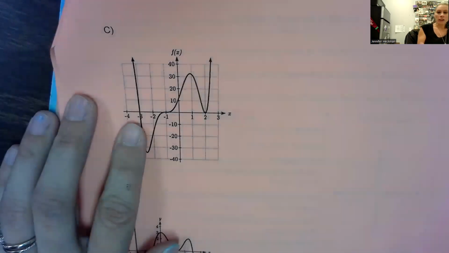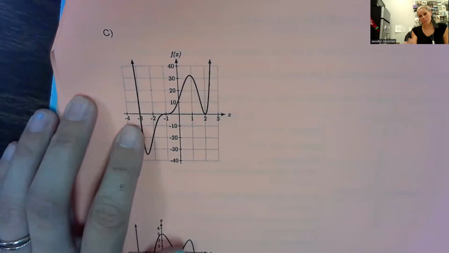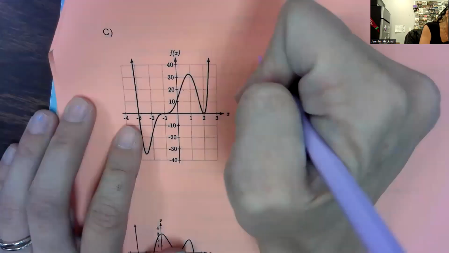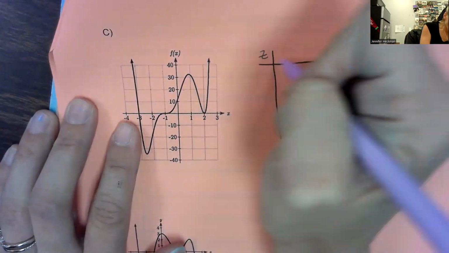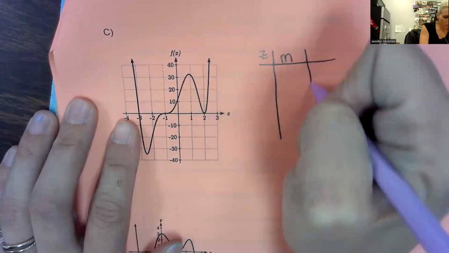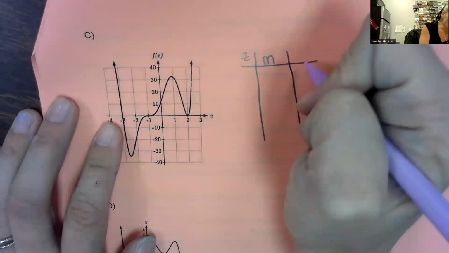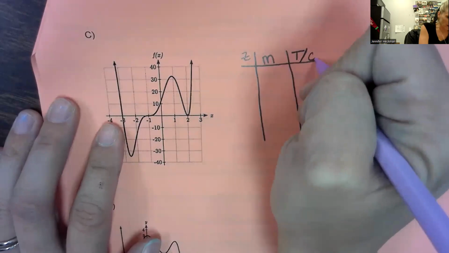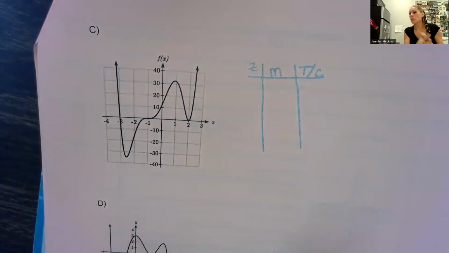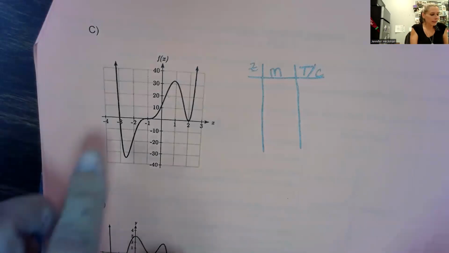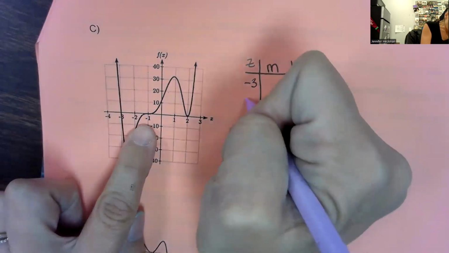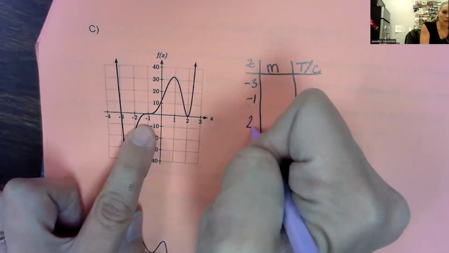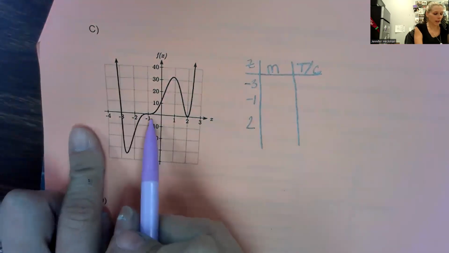Okay, so the first thing we want to do is maybe even make our chart still, right? So we have our zeros, our multiplicity, which we'll find out after, and then the touch or cross. Now, when it crosses, we have to be specific of what that's going to be. So the zeros I see here are at -3, -1, and 2. There's 3 of them right there.